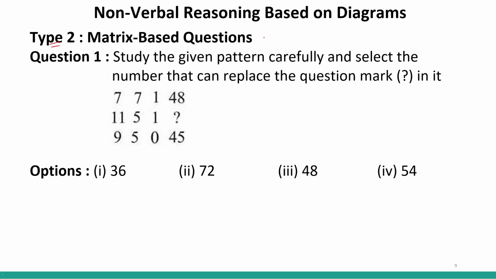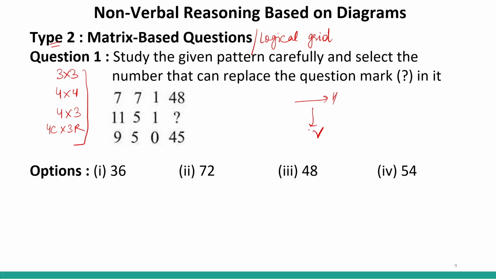Type 2 is matrix based question, also known as logical grid based questions. Okay. Now in logical grid based question, what is there? There are matrix. I've told you it is either a 3 into 3 matrix, a 4 into 4 matrix, or it is a 4 into 3 matrix. This is a 4 into 3 matrix where we have 4 columns and 3 rows. Now matrix based question, I've told you, can be solved 2 ways. Either we solve them horizontally or we solve them vertically. 2 ways are possible.